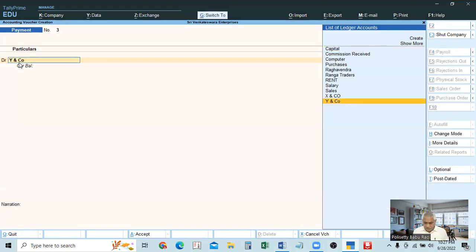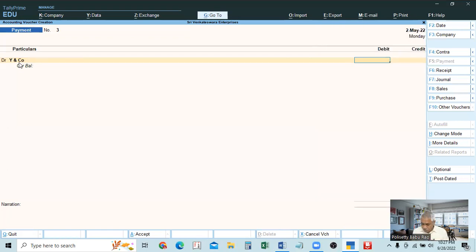Y and Co is a creditor. Okay. Y and Co we paid. So to whom we paid? We paid to Y and Co. That is why click Y and Co. For example, we paid 2,000 rupees. Okay. So to whom or for what purpose we paid? So we paid to Y and Co towards the amount due.